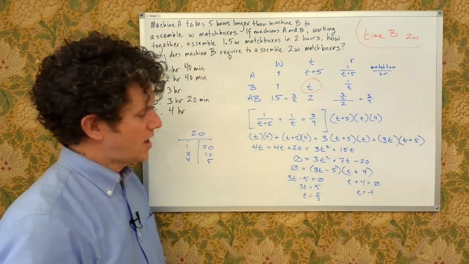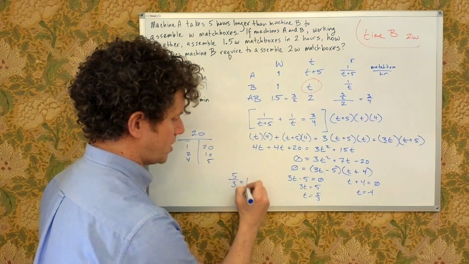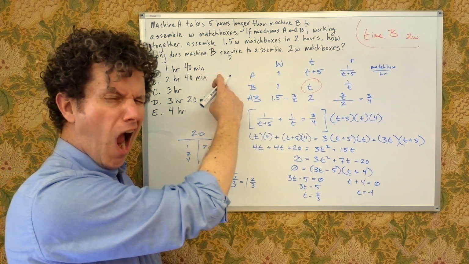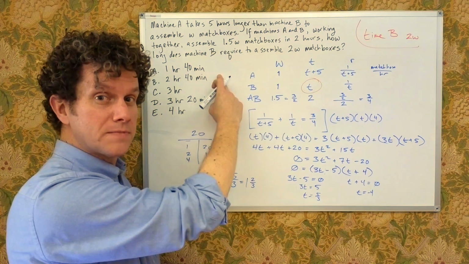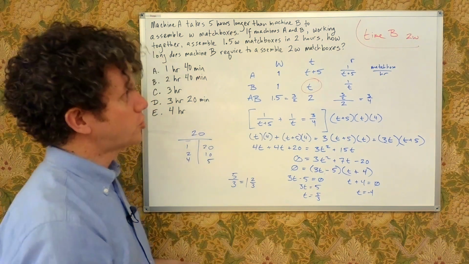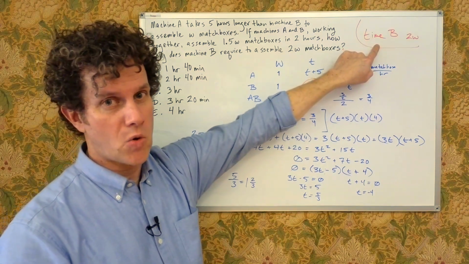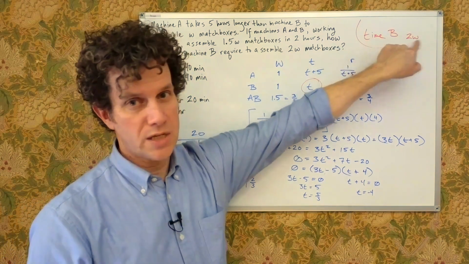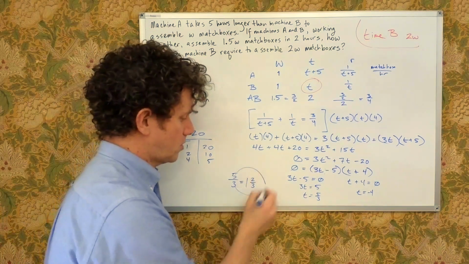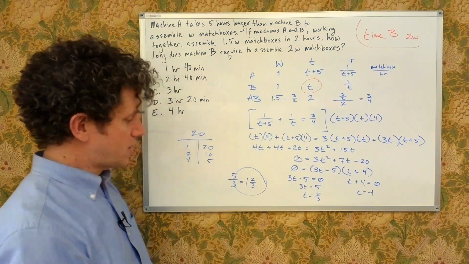We're here for hours. 5 over 3 hours. Let's be super clear. That is 1 hour and 2/3. There it is. But we are not falling for it. Perfectly good answer. In the answer choices, check back in with the question. Make sure that you are answering the question that was asked and no other. We were asked the time it's going to take B to make 2 W matchboxes. We have solved for 1 W matchboxes. We need to double this result.